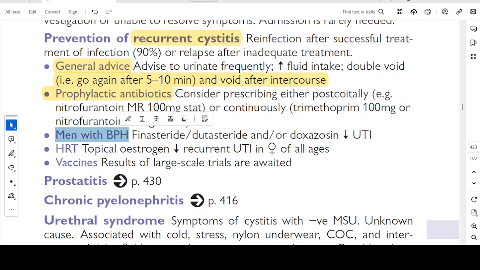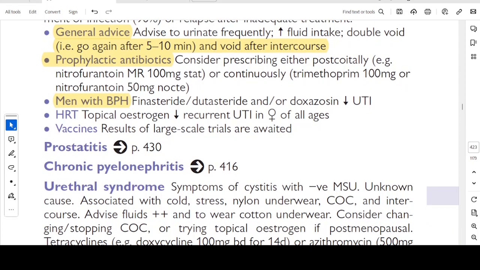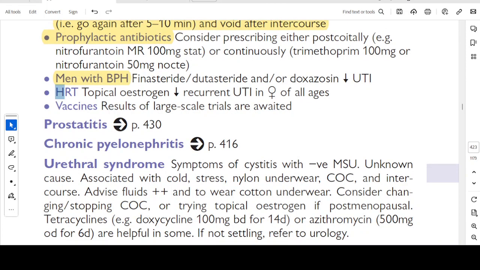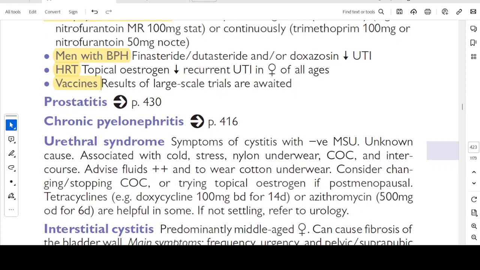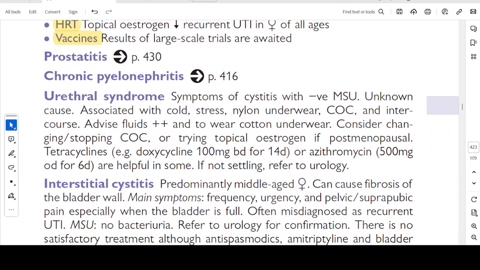Men with BPH: finasteride, dutasteride or doxazosin decrease the UTI because that will decrease the retention of urine and subsequently decrease the UTI. HRT: topical estrogens decrease the recurrent UTI in females of all ages. Vaccines: results of large-scale trials are awaited. Prostatitis, 430. Chronic pyelonephritis, 416.